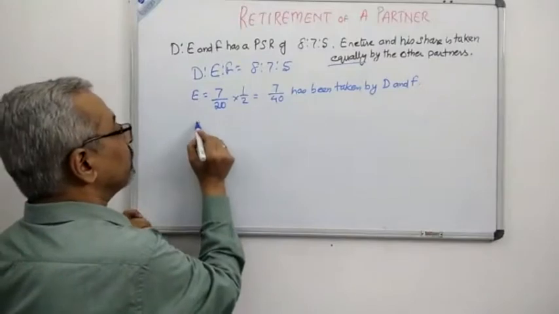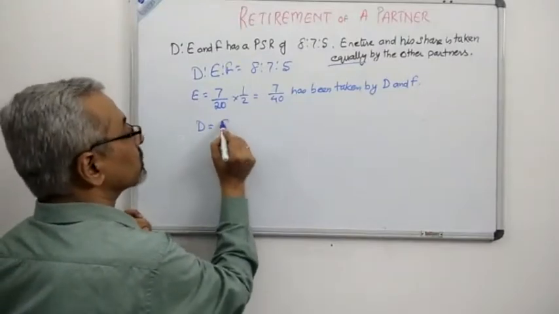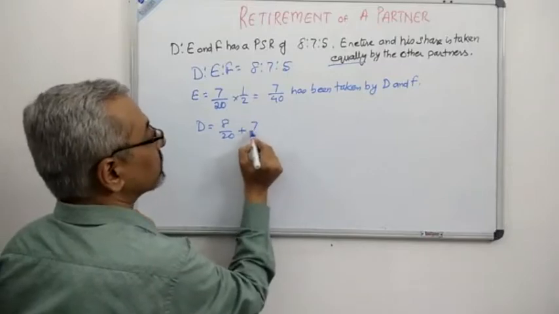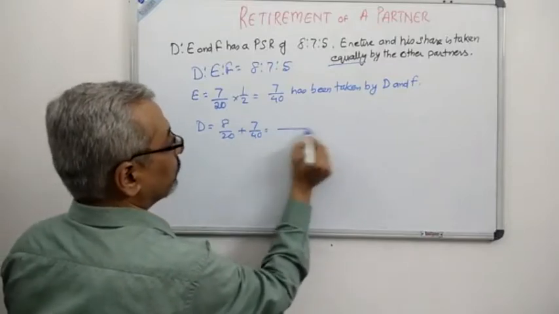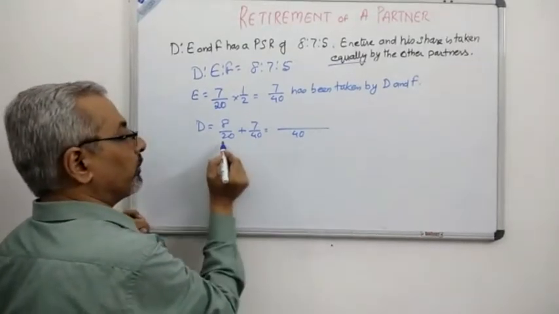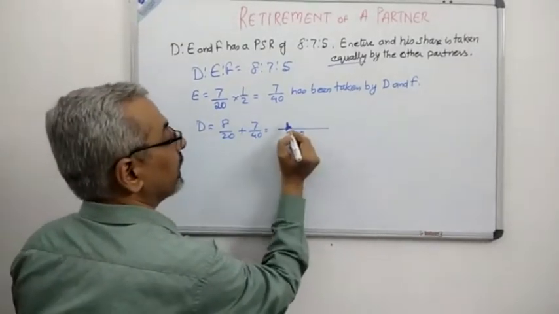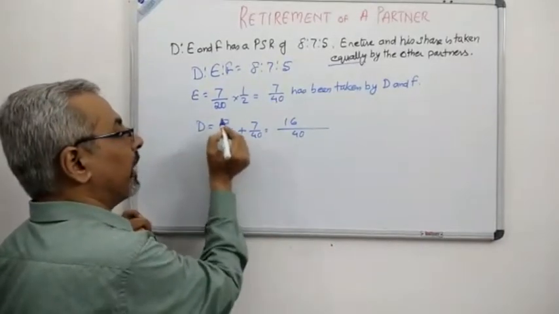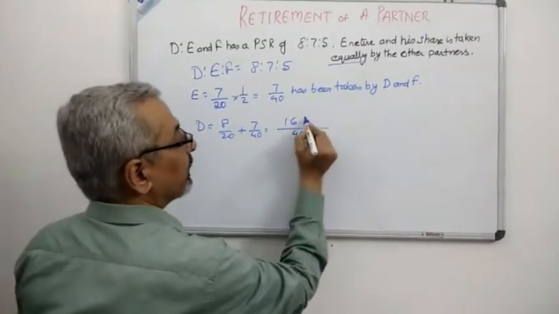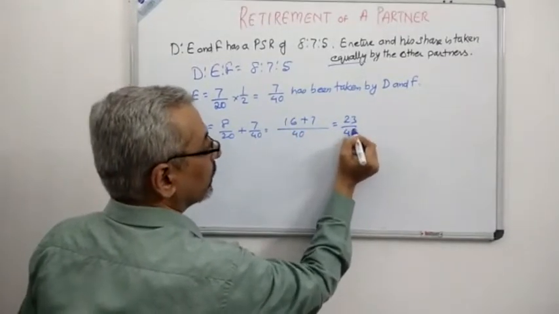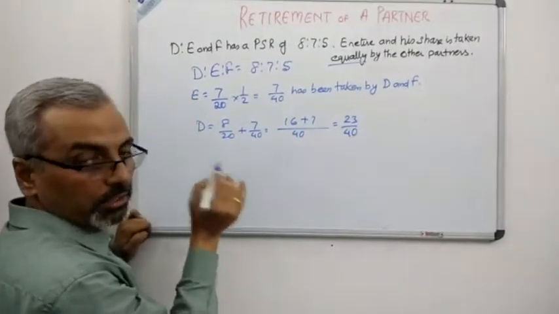Now what is D's original share? D's original share is 8/20. With that we are adding 7/40. If you see, the LCM is 40, and now 40 divided by 20 is 2, times 8 is 16, and we have 7 over here, which gives us 23/40. So this is D's new share.